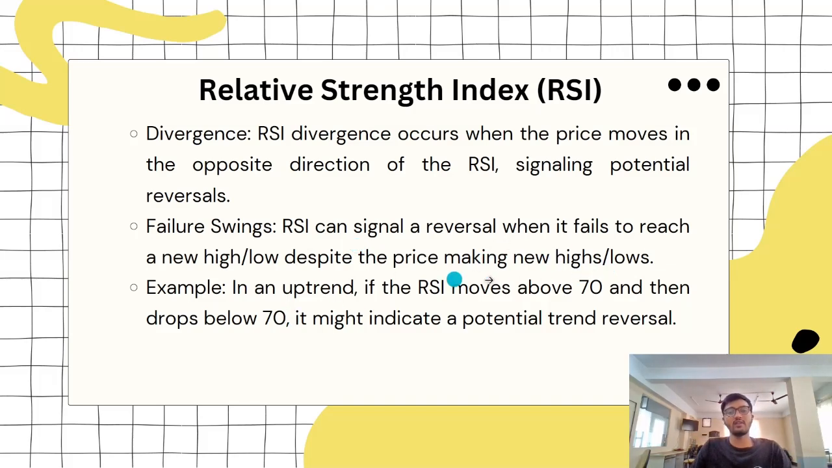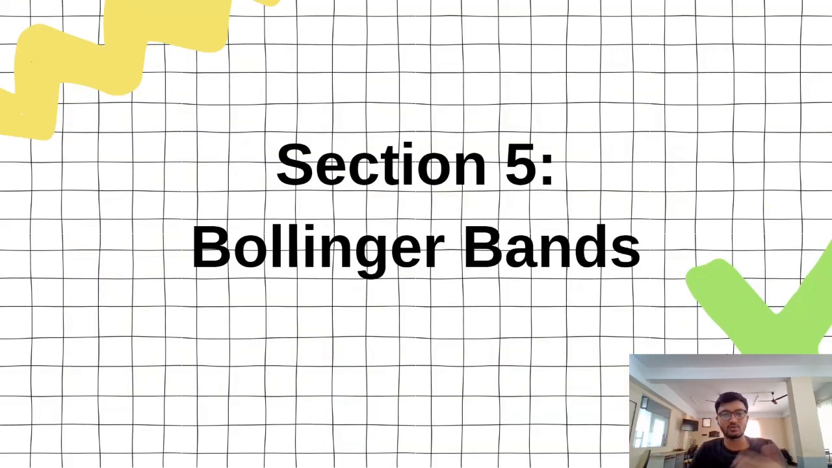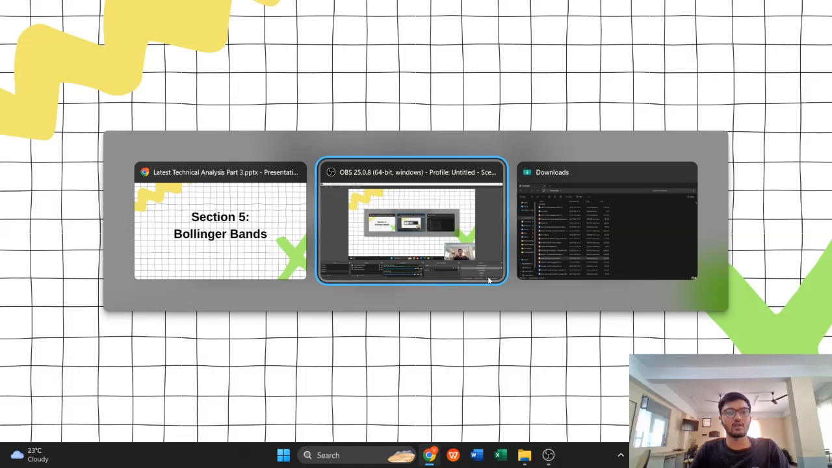In an uptrend, if the RSI moves up above 70, then drops below 70, it might indicate a potential reversal. Same in a down move: if the RSI moves below 30 and then comes back above 30, you can see there's a potential reversal, and there can be a huge up move. So it happens both ways.